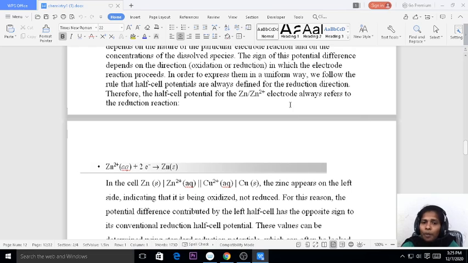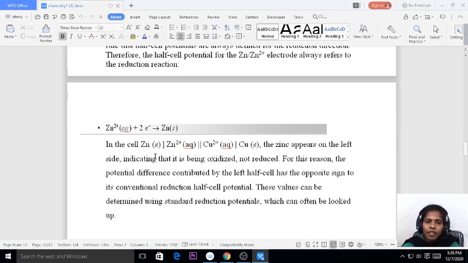But as per the IUPAC system, and to avoid the disturbance and the confusion, we consider only the reduction. We are not considering oxidation. So we write Zn+2/Zn. That means Zn+2 is giving Zn by gaining 2 electrons. Actually the value for Zn and Zn+2 is 0.76, but we take this value as minus 0.76.